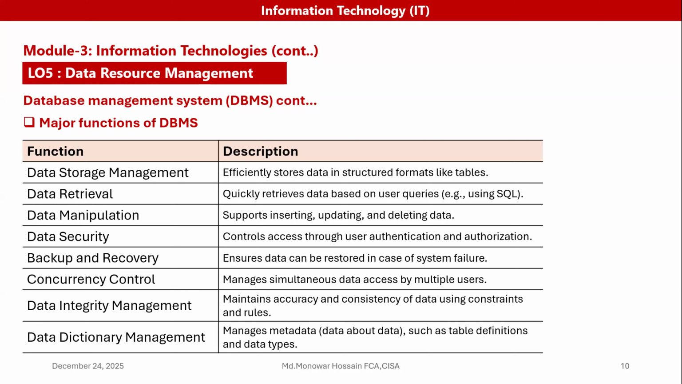And if we look at data security, its function is to control access through user authentication and authorization. Backup and recovery means data can be restored from the backup data in case of system failure. Concurrency control means managing simultaneous data access by multiple users.